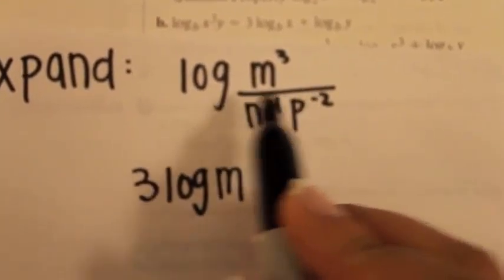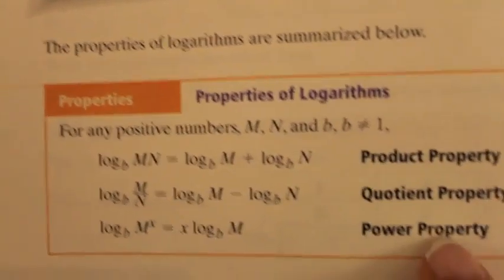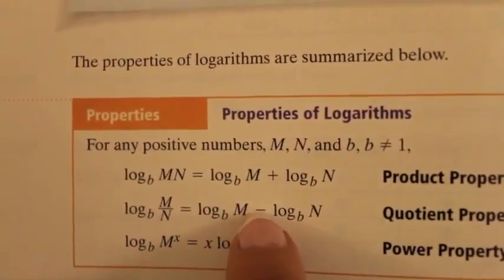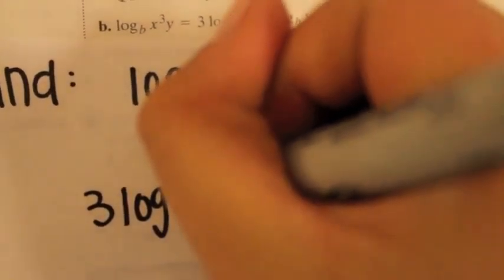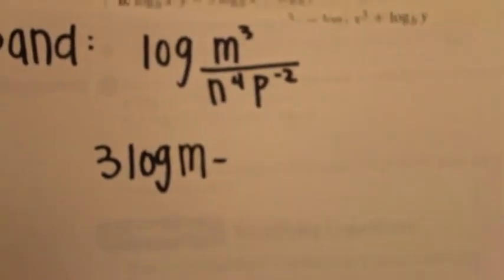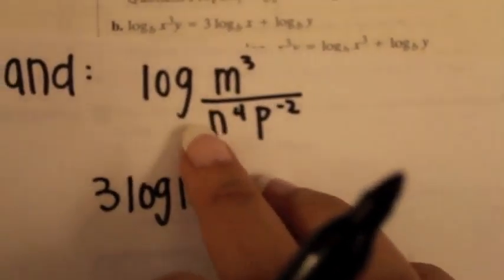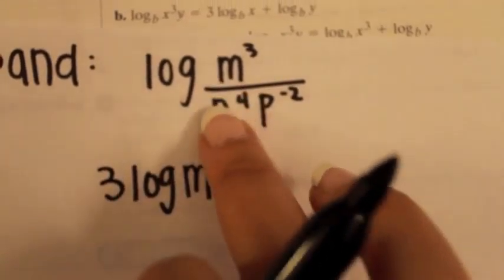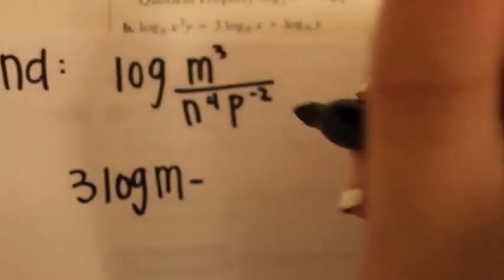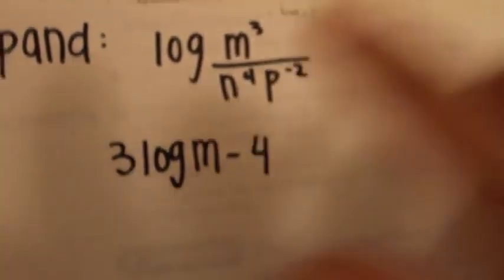Now, because of this division line, we know that the quotient property comes into play. And so now we know that we have to subtract log n to the fourth because of the division line. So subtract, and then put 4 log n, because the power property also comes into play because of the fact that it's to a certain power. So the power property states, again, that the exponent is the number before the log.